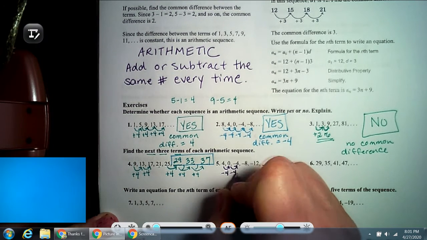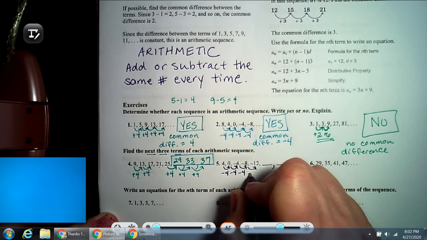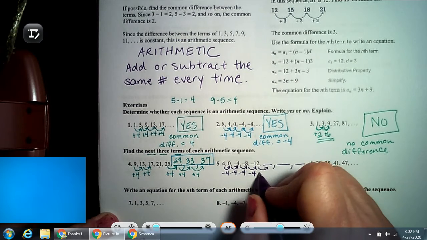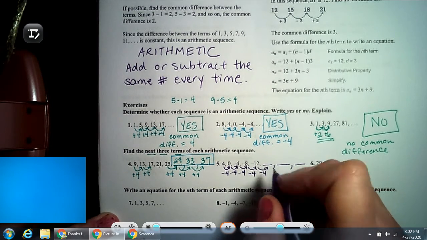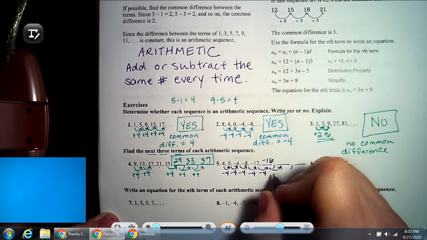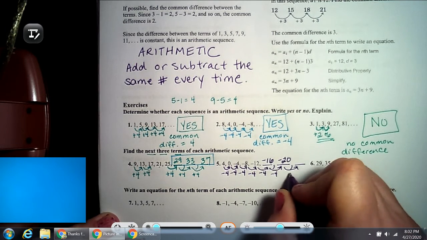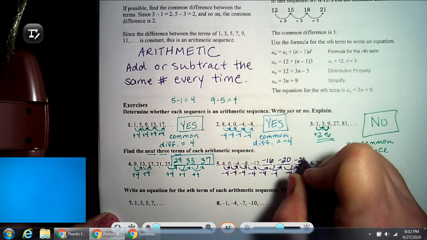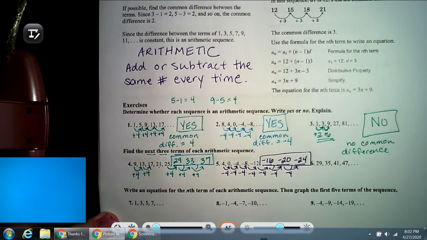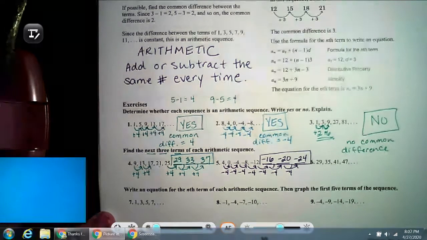And I can see that that pattern follows throughout the sequence. Minus 4, minus 4, minus 4. So to find my next 3 numbers, I'm just going to keep subtracting 4. Negative 12 minus 4 is negative 16. Minus 4 is negative 20. Minus 4 is negative 24. So the next 3 terms of our arithmetic sequence would be negative 16, negative 20, negative 24.